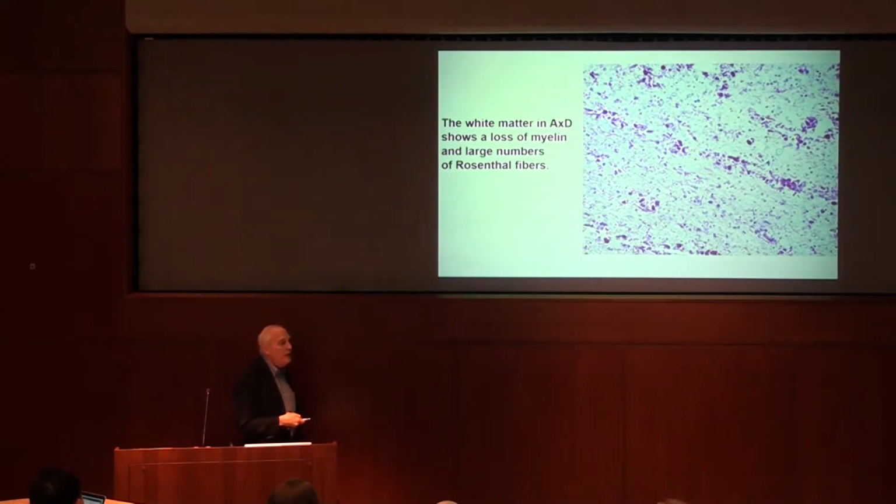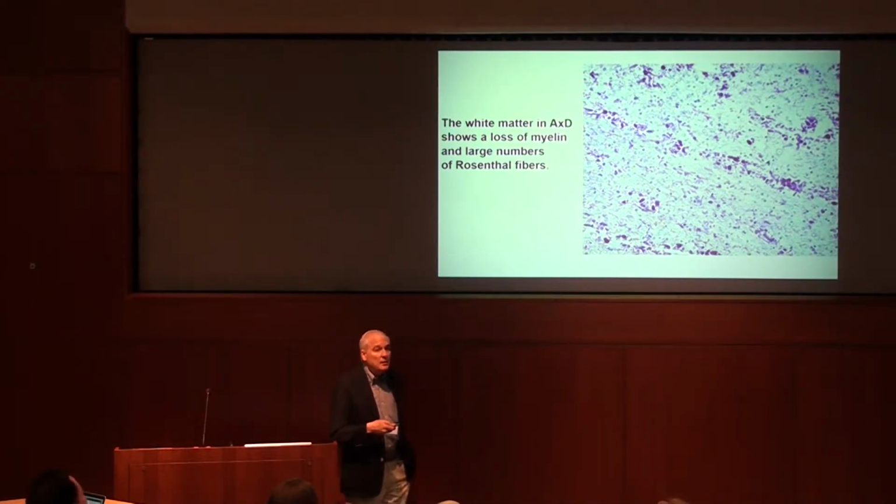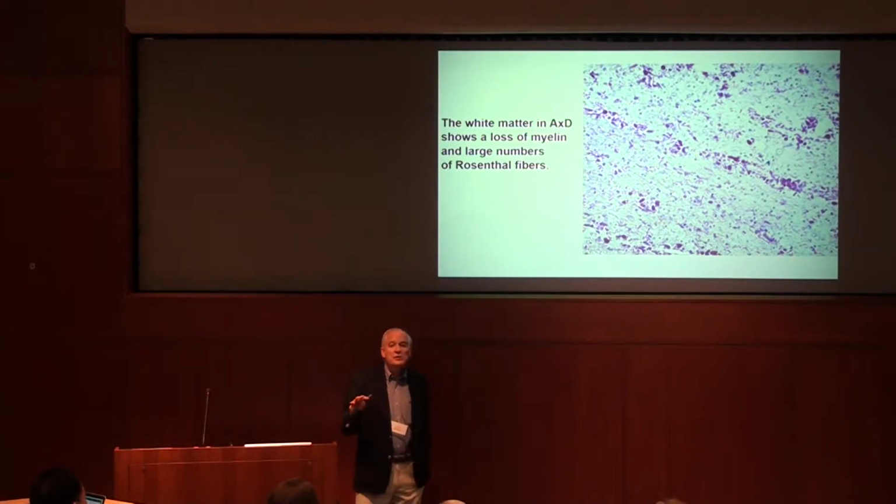If you look at the brain under the microscope, particularly in young patients, you see a tremendous loss of myelin. And myelin, as you know, is the fatty material that sheaths axons and allows axons to conduct electrical impulses. Without this material, axons cannot conduct, or conduct very, very slowly.